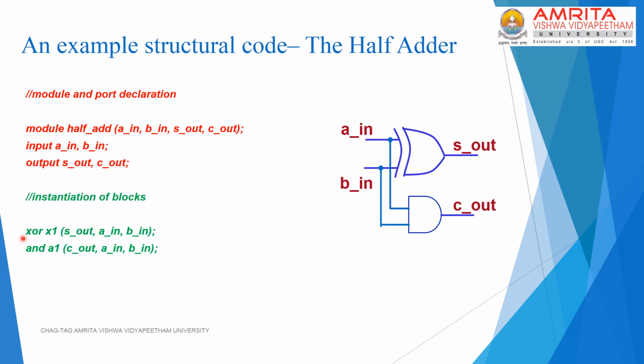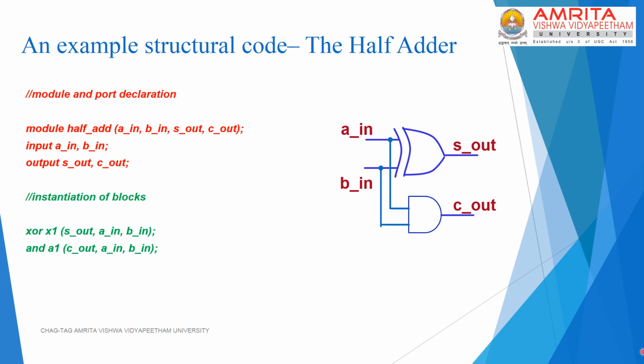The first is the XOR gate primitive. So there is an instance of XOR gate that is created in this model, and the instance name is X1. The instance name is used because whenever multiple copies of the same gate are used in a particular model, the different copies have to be distinguished.